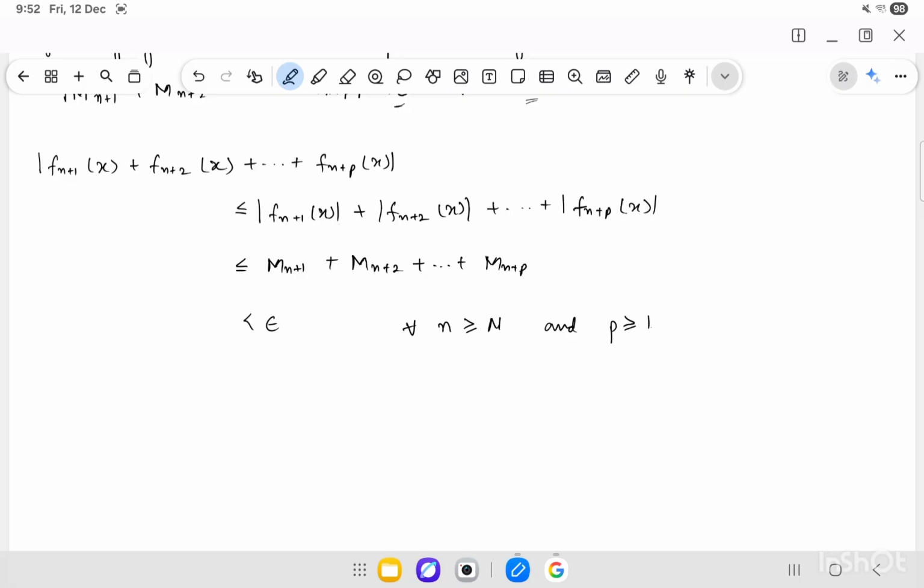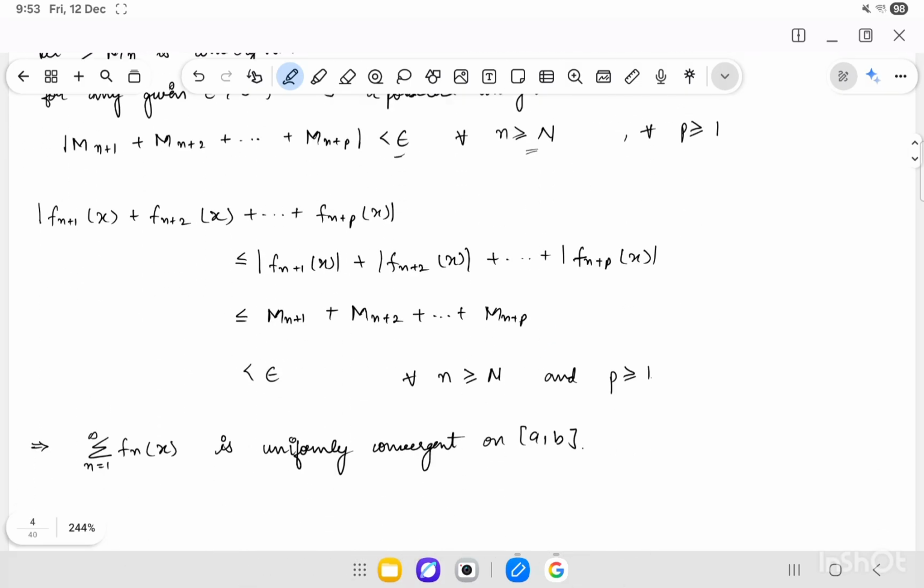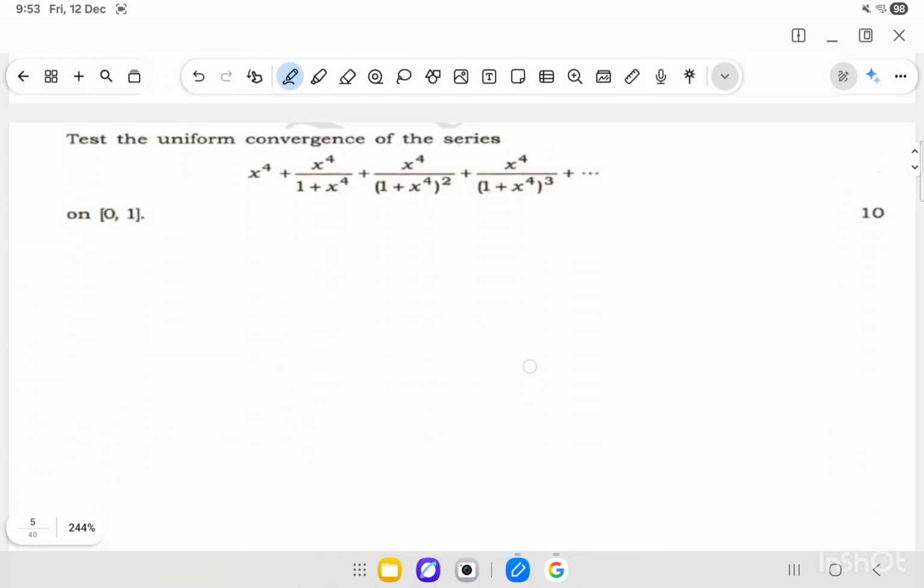So from here we can conclude that the summation n equals 1 to infinity of fn(x) is uniformly convergent on the closed interval [a, b]. So this proves the second part of the question, that is, if the summation of Mn is convergent, then the summation of fn from n varying from 1 to infinity is uniformly convergent on the closed interval [a, b]. So let's move on to discuss the next question.